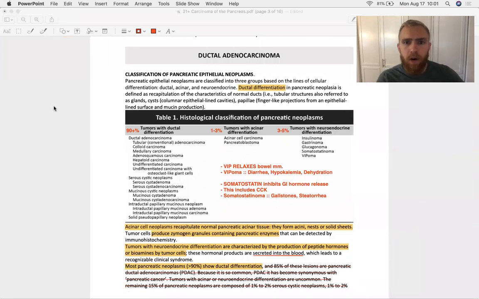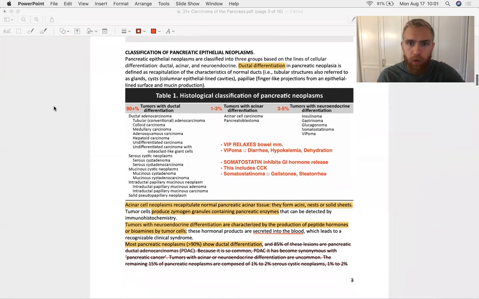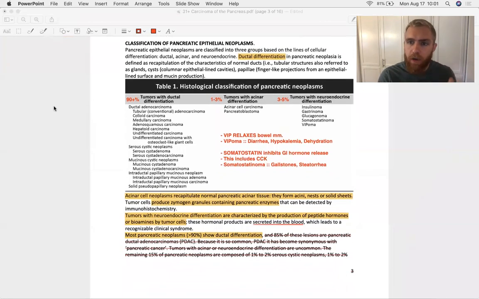So ductal adenocarcinomas account for about 9 out of 10 pancreatic cancers. Some have acinar differentiation, which is at the bottom of this SDL. Some have neuroendocrine differentiation, which again is not covered in this SDL, but I wouldn't put it past him to ask you a question about a gastrinoma. We've already seen a gastrinoma, you know, that's Zollinger-Ellison syndrome, right?